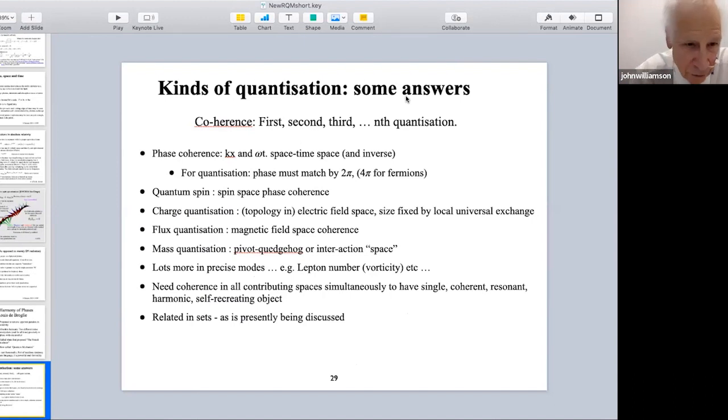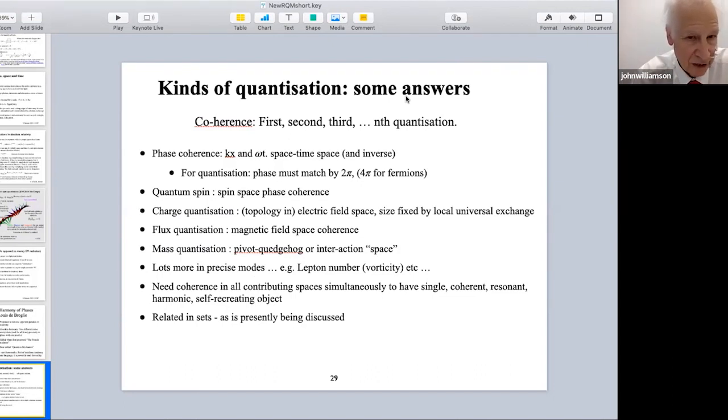So what about quantization? I want to give some answers here. So what is quantization? What are we talking about here? We're talking about things which are really given by a quantum number. Quantum means countable. It means one, two, three. You get a certain number of those things. What are the kinds of quantization that we observe? And what is their origin?